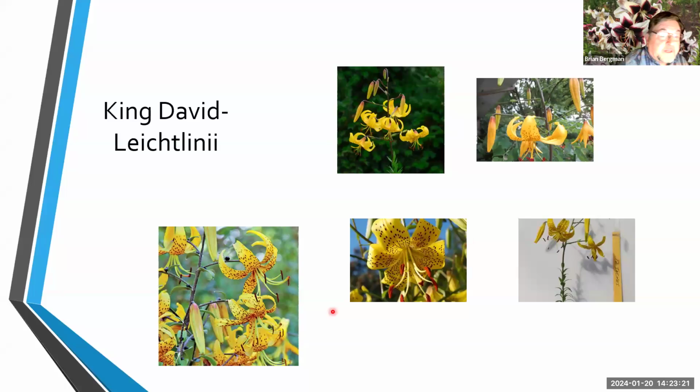But look at the color of the buds. You will not see that pinkish color in the species. No, and the true Leichtlinii is pretty late to flower, later than King David. Right, that's another way you can tell. King David's earlier. Yes, thank you.